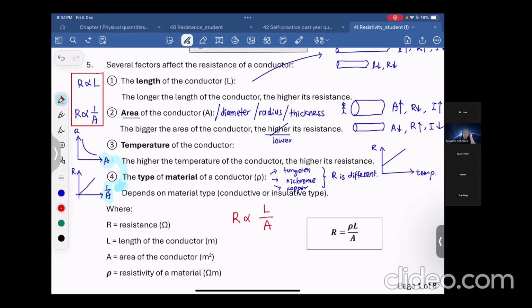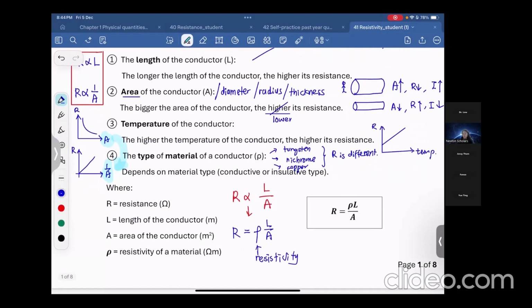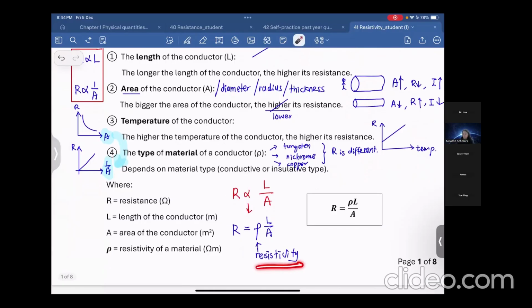We want to form an equation. We should make the directly proportional become equal. The symbol in equation is equal. But I cannot put R equals length over A. I should add a constant value. Here, the constant value we call resistivity. Different materials will have different resistivity.